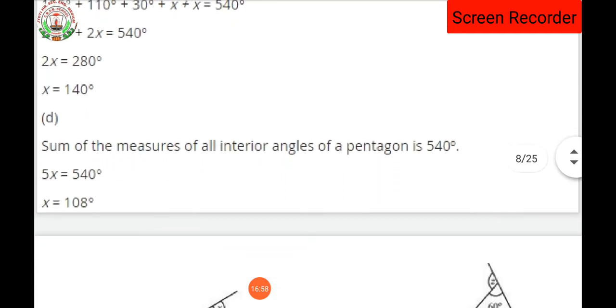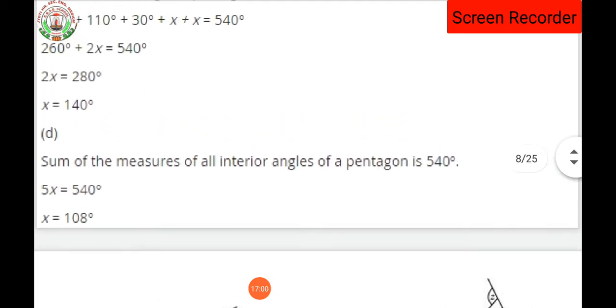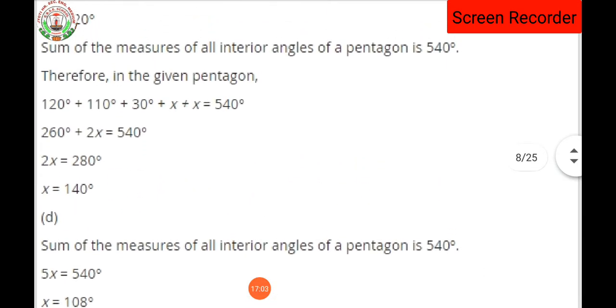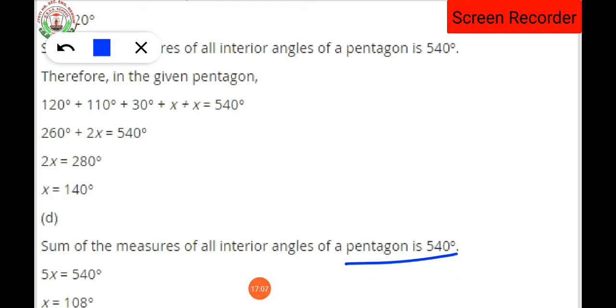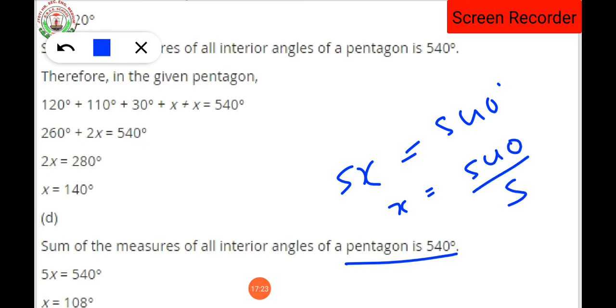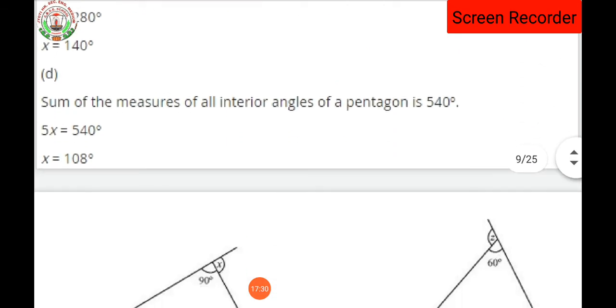Now in the D part of the question, as I told you, how many x are there? 5x are there, and since it is a pentagon, the sum of all the measures of angles is equal to 540. So that will be equal to 5x. So x is equal to 540 divided by 5. So x is equal to 108. This is the solution of the last part.